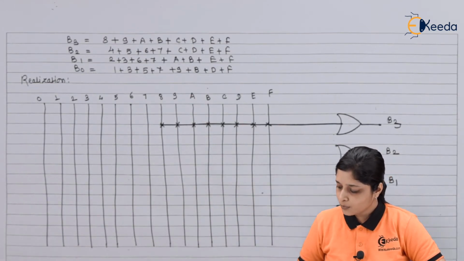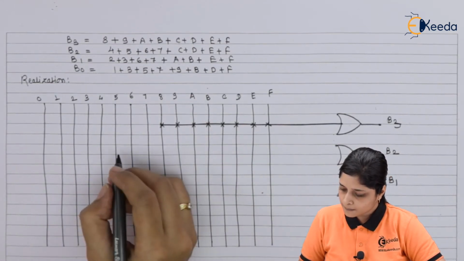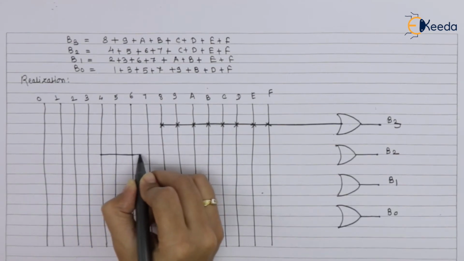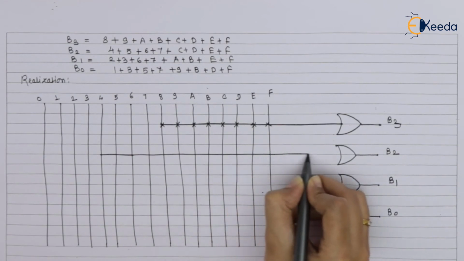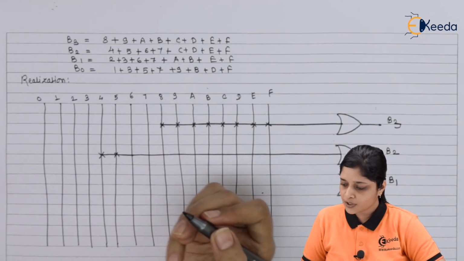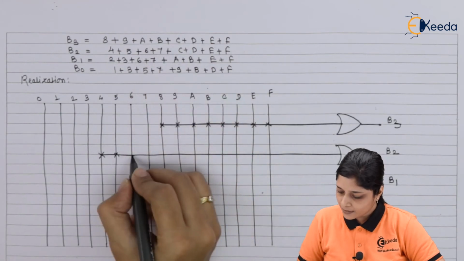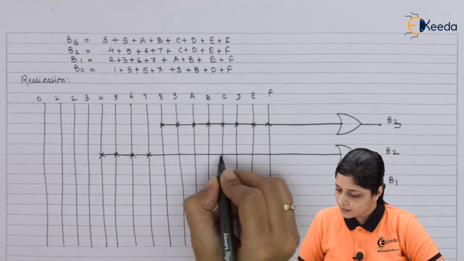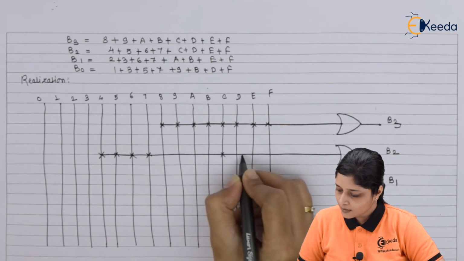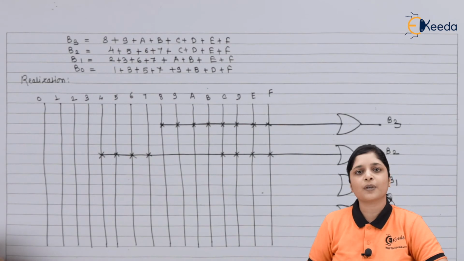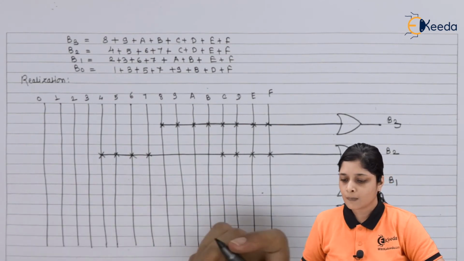After that, for the B2 part, we start with 4 plus 5. So 4, 5 we require. After that, 6, 7. Then we require C, D, E and F. In this way you have to make connections for B2.